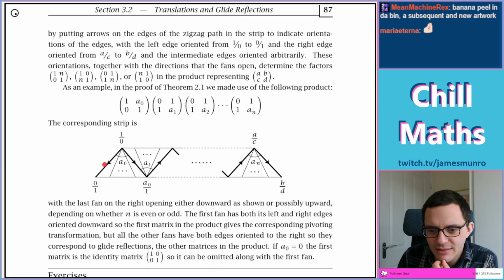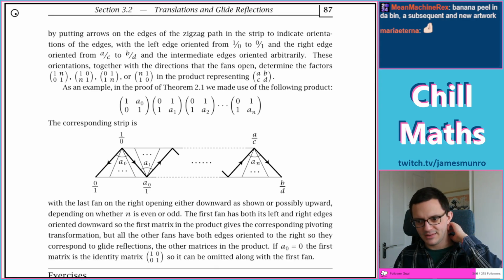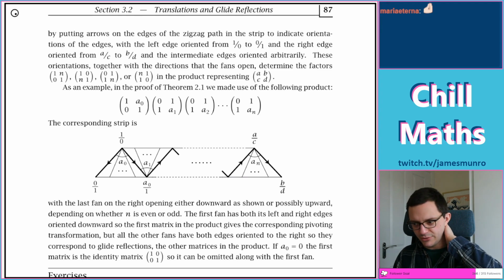Here's a product, and this is going on. Okay. Okay, great. Don't make me do the exercises, chat. We're not doing the exercises.